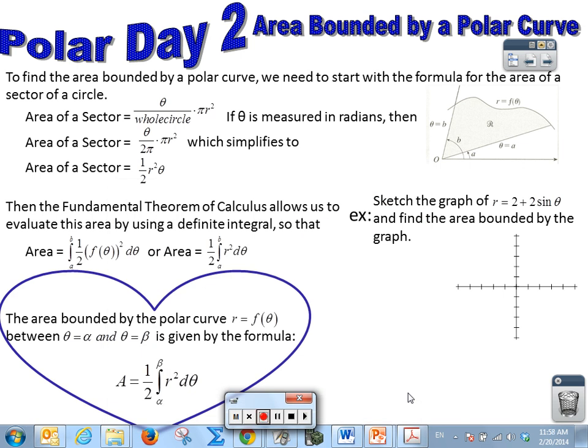Okay guys, let's take a look at our lesson for today. We are looking at day 2, and here's where we start talking about area, the area of a polar curve.